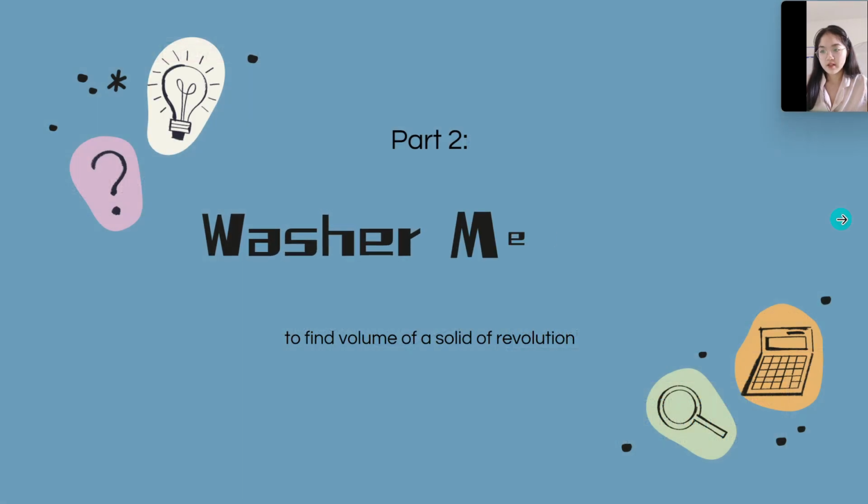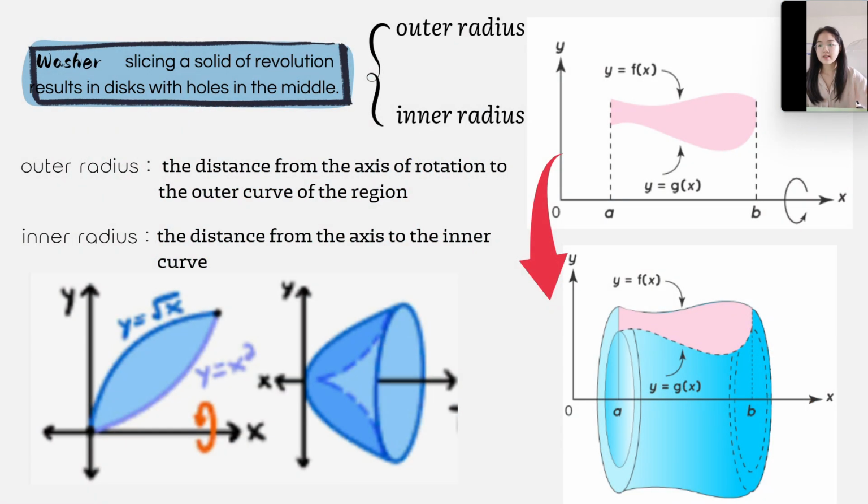Before introducing this method, let's first understand what a washer is. Sometimes, slicing a solid of revolution results in discs with holes in the middle. We call them washers. There are two basic concepts, outer radius and inner radius. The outer radius corresponds to the distance from the axis of rotation to the outer curve of the region, and the inner radius corresponds to the distance from the axis to the inner curve of the region.